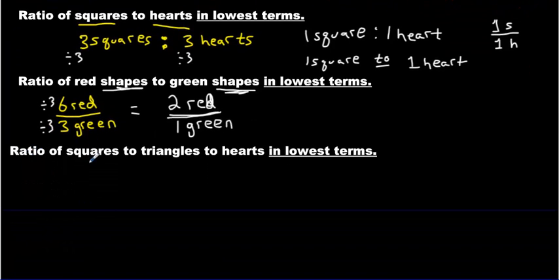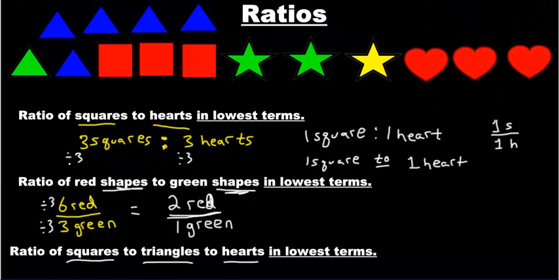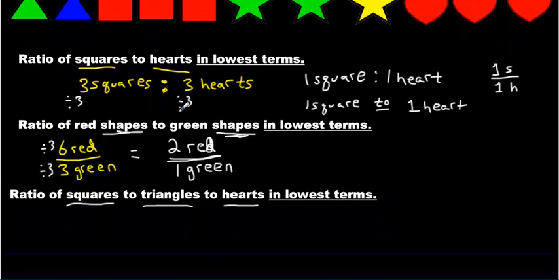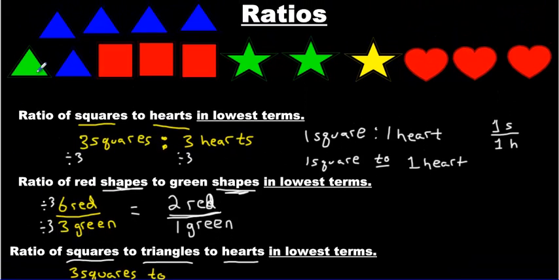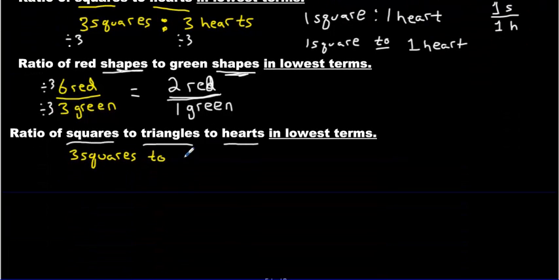Now, how about the ratio of squares to triangles to hearts? We've got 3 things. We've got squares, we've got triangles, and we've got hearts, and we need it in lowest terms. So let's count the squares. We have 3 squares. So we can write 3 squares. And let's use the word to this time. To triangles. We have a lot of triangles. 1, 2, 3, 4, 5, 6 triangles. So we'll write 6 triangles.